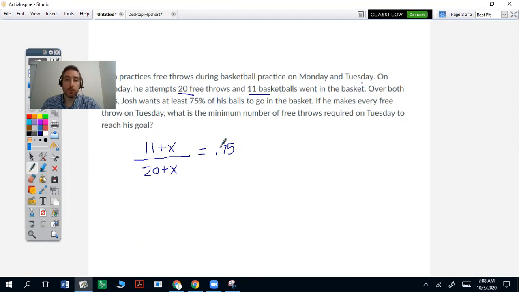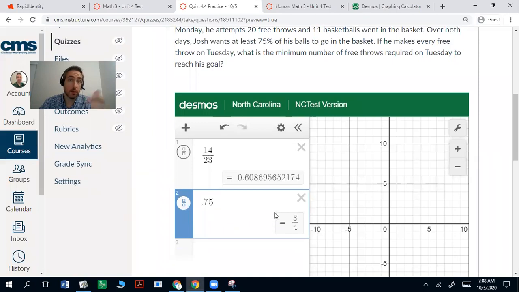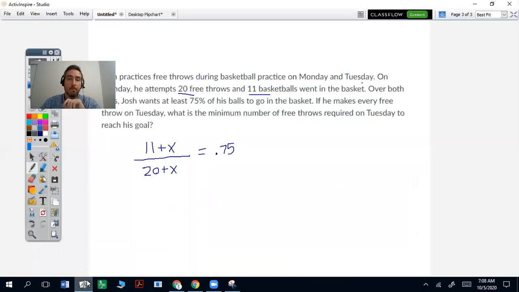0.75. Now you can solve this by dealing with the decimals, or you can make 0.75 more of a fraction. That's up to you, but if you want to make that a fraction, that's 3/4. I can just verify that, yeah, that's going to be 3/4. Or you can do 75 out of 100, but you're going to get bigger numbers that way. If you treat it like a fraction, then you can cross multiply.